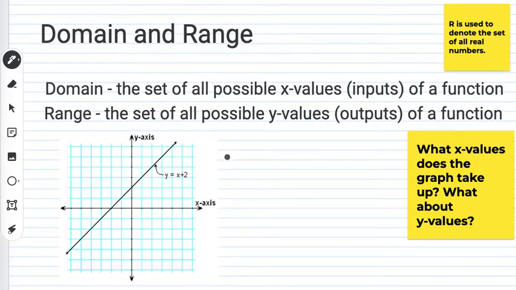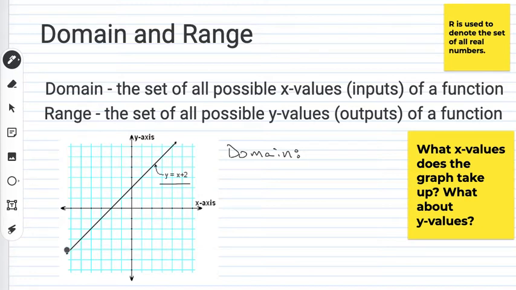Okay, and the last one we'll do, this is just going to be a line. So what's the domain of this line? What x values does it take up? Well, this line is given by the function f of x equals x plus 2, or y equals x plus 2. So which x values does the graph take up?